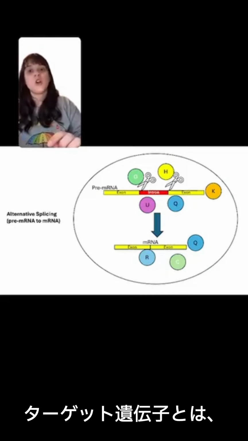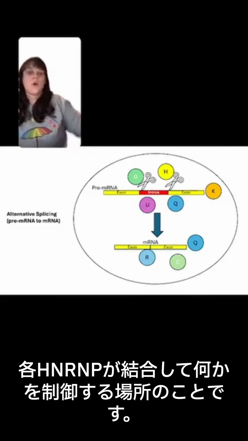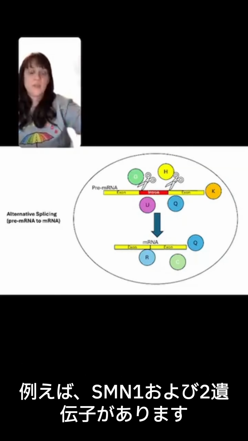A target gene is where each HNRNP will go bind and control something. One example is the SMN1 and 2 genes. We know that multiple HNRNPs are involved in binding to that gene, and they can cause inclusion or exclusion of a particular exon, and that can be important in the development of spinal muscular atrophy. That's an example of where HNRNPs aren't causing anything negative, but they are using that target to then have a further impact.